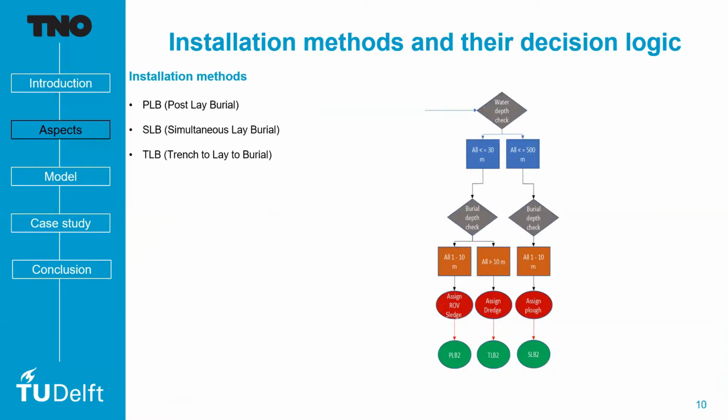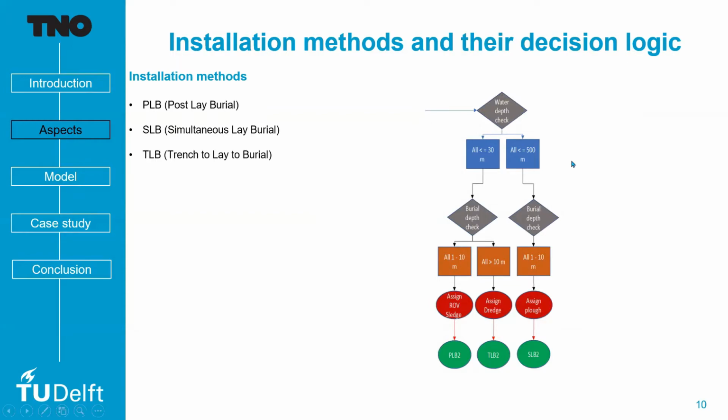So, installation methods and their decision logic. That's the next point. So now that we know what assets are required and what cable installation typically consists of, there are some installation methods that we need to understand. And these are post-lay burial. So as the name says, sometimes you need to lay the cable first and then you need to bury it. Other times you can simultaneously lay and bury the cable at the same time. So that's SLV. And finally, sometimes you will be in the situation where you have to create a big trench first and then lay the cable on top of that.